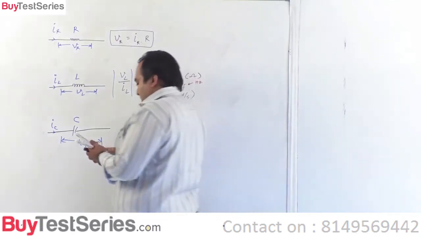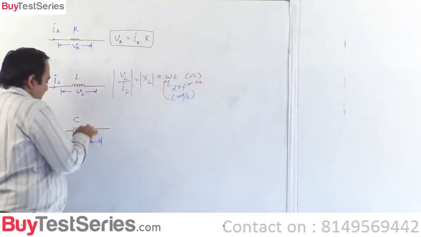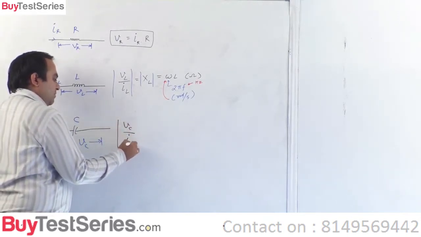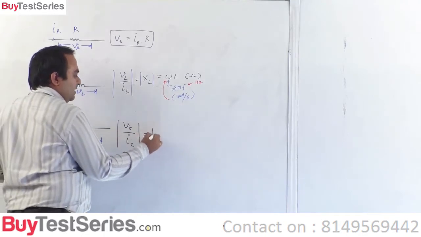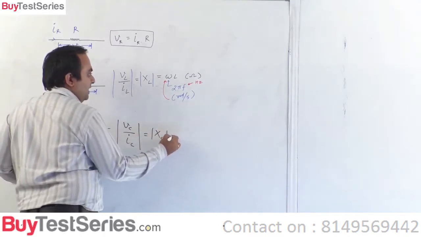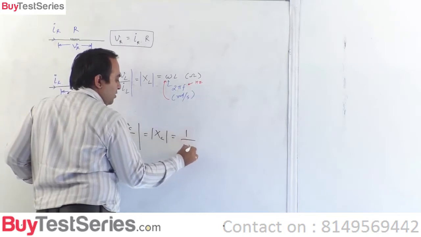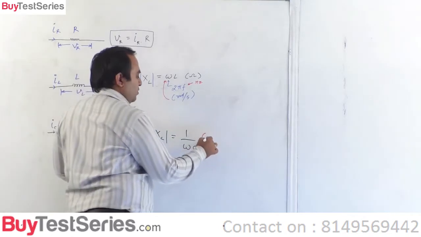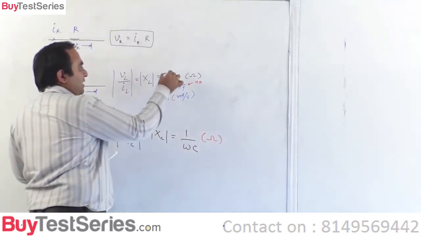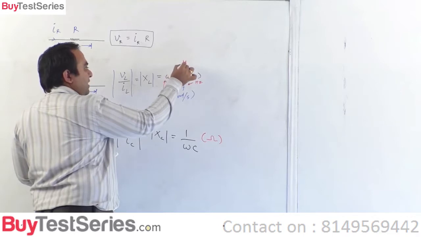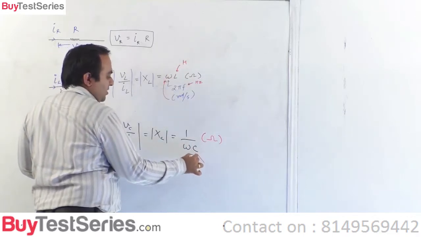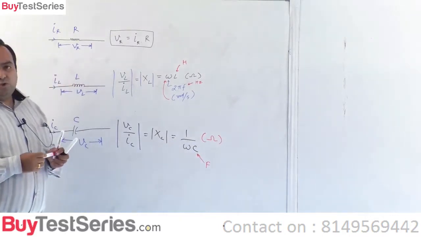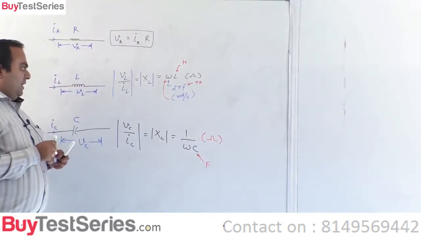Alright, similarly the ratio VC by IC magnitude, we call it as XC, and this becomes 1 upon omega C, which is again having a dimension of ohms. Here L will be measured in Henry, and in MKS units C will be measured in farad. So this is ohms. I think you are familiar with these relations already.